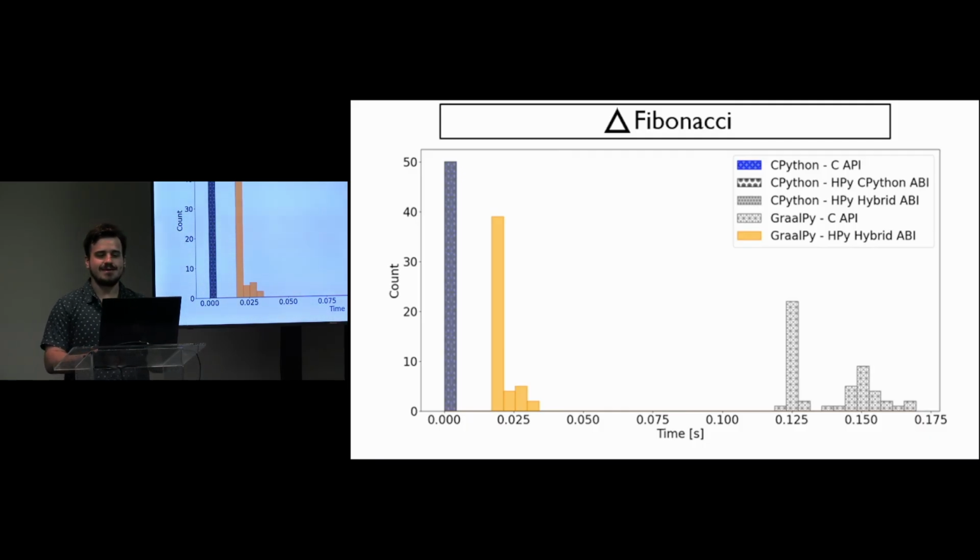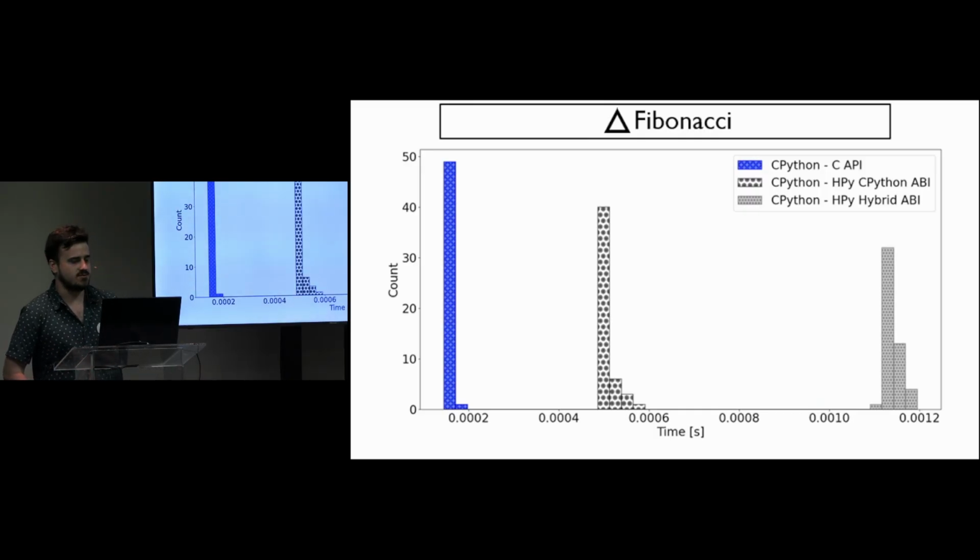Now if we zoom in on the right, we can see that HPy performs a bit more terribly than on the for loop benchmark. There's no overlap between these, as there was before, and HPy on CPython is more than twice as slow as the C API, which again is not what we wanted.